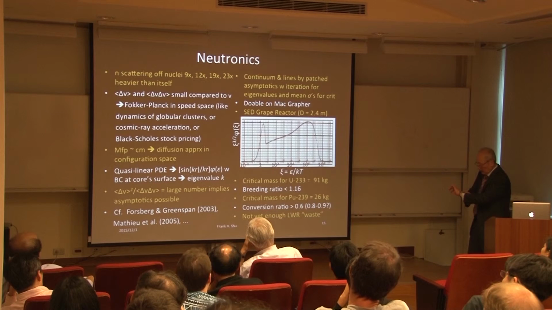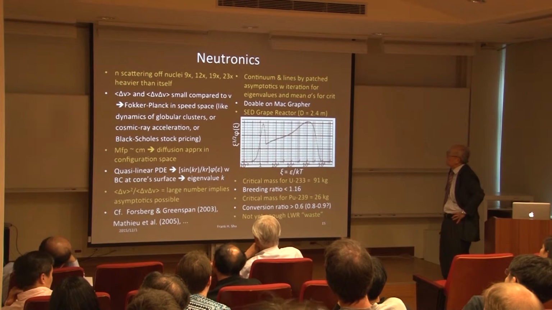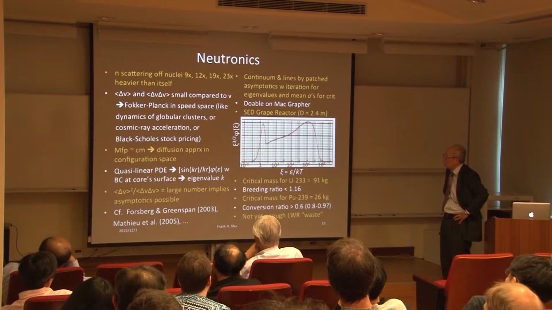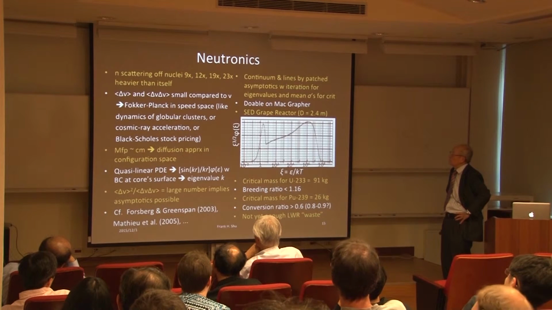Okay, I think I'm running close. I won't go through this too much. You need to do neutron transport. It's like radiative transport, but harder. It's also like stellar dynamics, but harder, but not much harder.